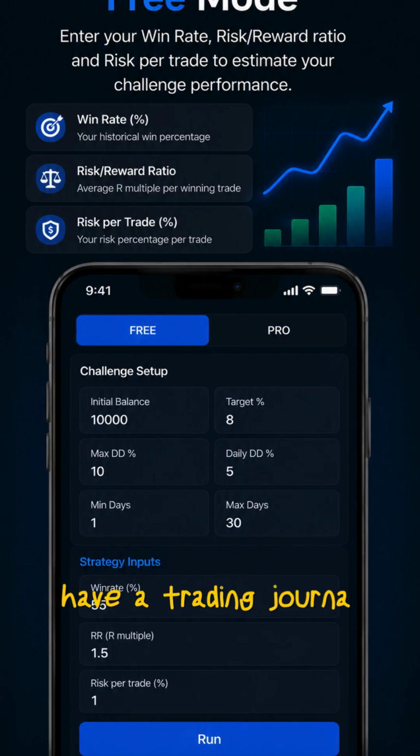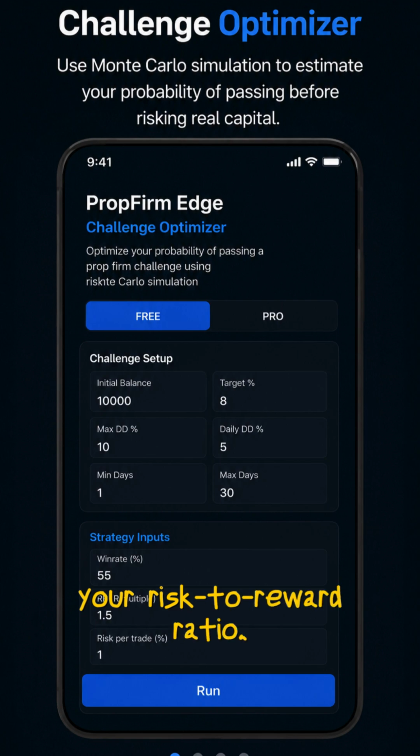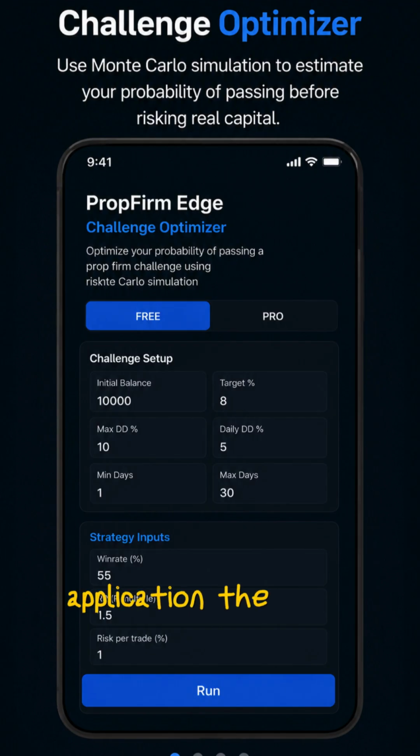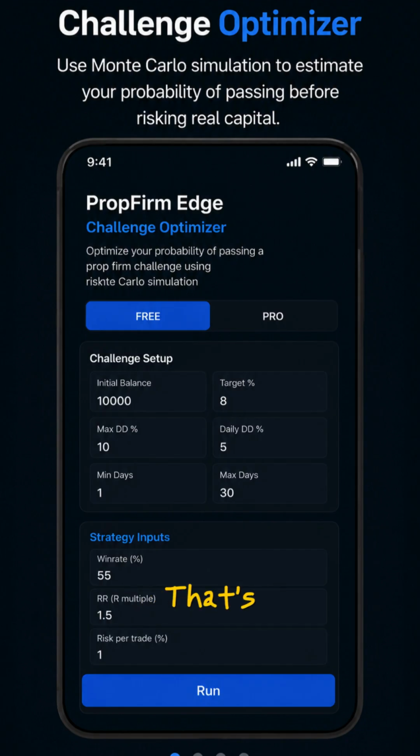If you don't have a trading journal yet, you can use the free mode. In free mode, you simply enter your estimated win rate, your risk-to-reward ratio, and your risk per trade. The application then runs simulations to estimate your probability of passing the challenge. This is already much better than guessing. But the real power comes from using actual trading data. That's where the Pro mode comes in.